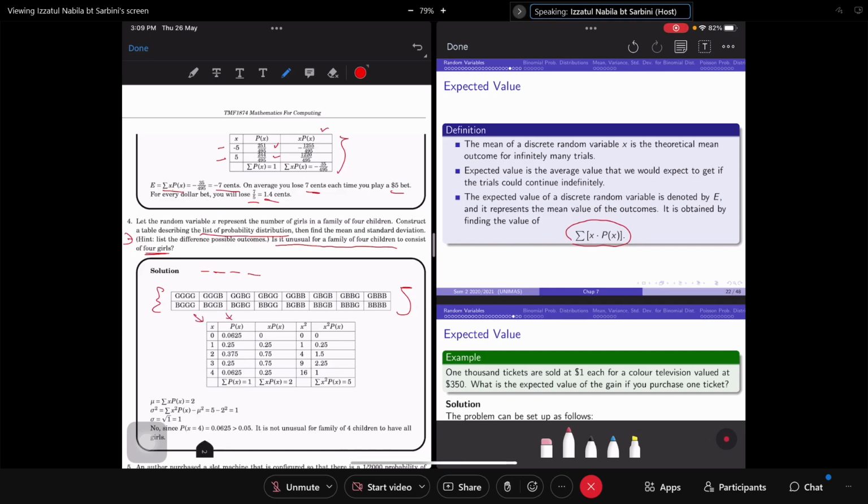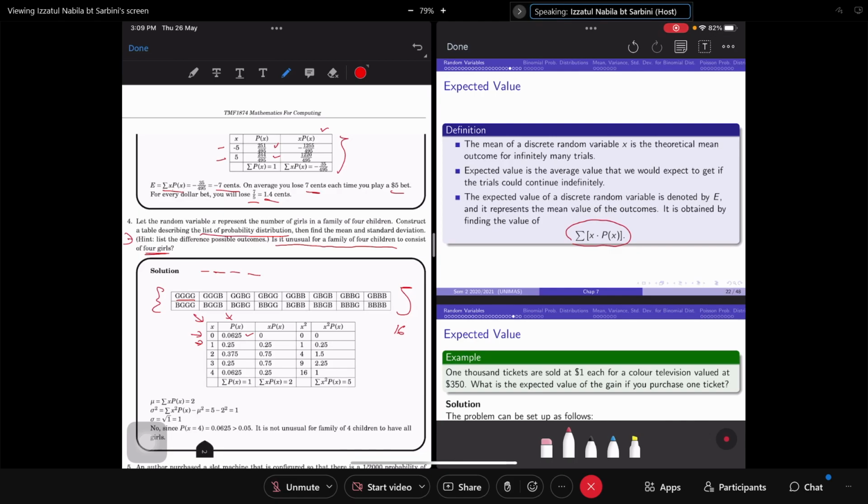You're going to have a probability for getting each x. Of course the first one is 0, which means the probability of getting no boys, all girls. So you just calculate how many combinations you have. You have 16, right? So the probability for getting 0 boys, for example, you have 1, so 1 over 16. So you're going to have 0.0625.